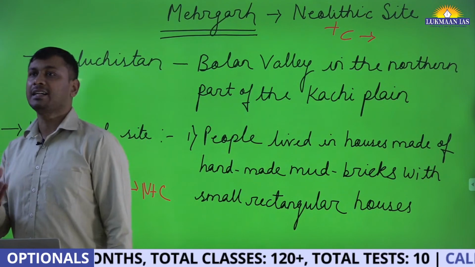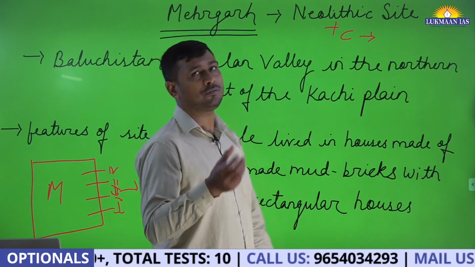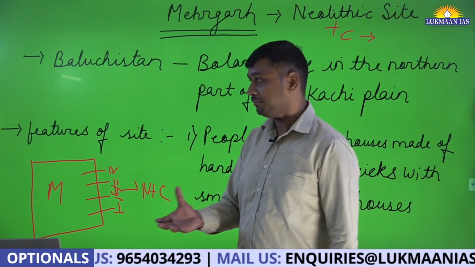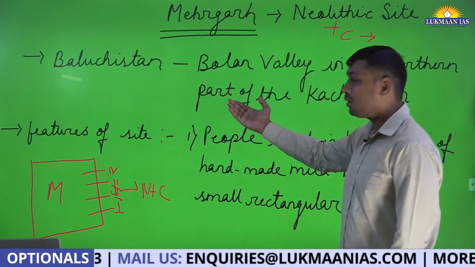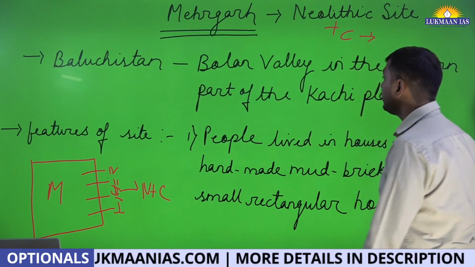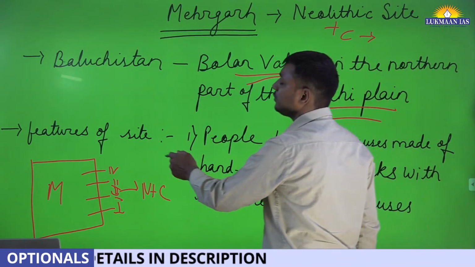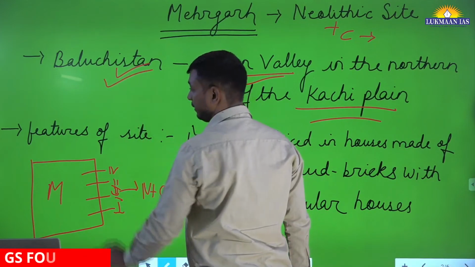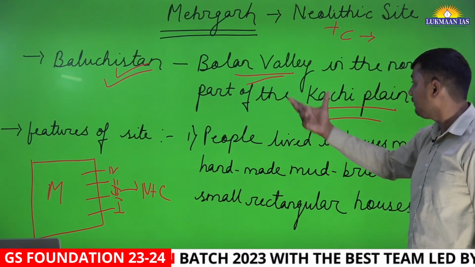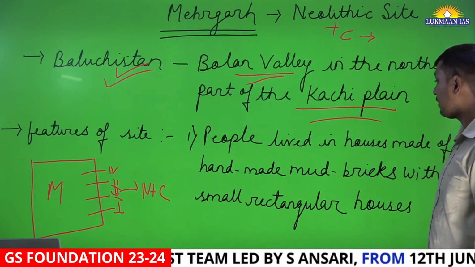Whenever you are studying any site in history, there are important points which all of you should remember, basically the geographic location. Mehrgarh is situated in the Bolan Valley of the Kachi plain, which is located in Balochistan, in present-day Pakistan. This is the geographical location of the site of Mehrgarh.